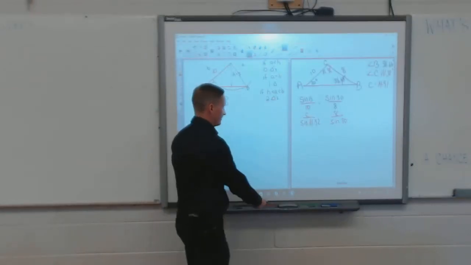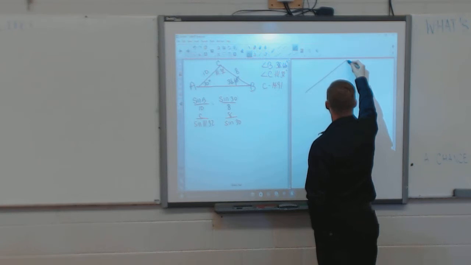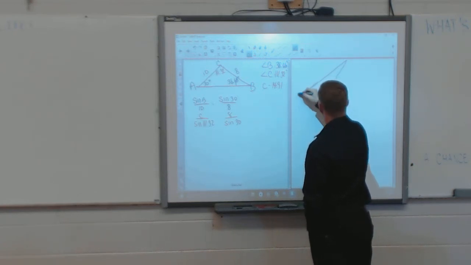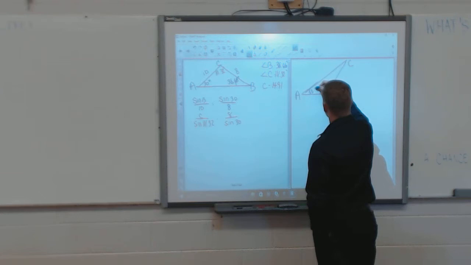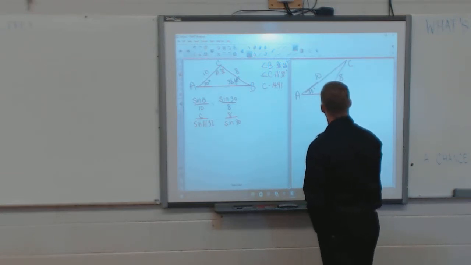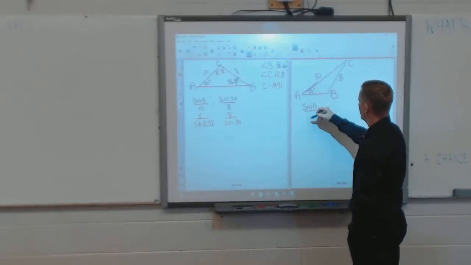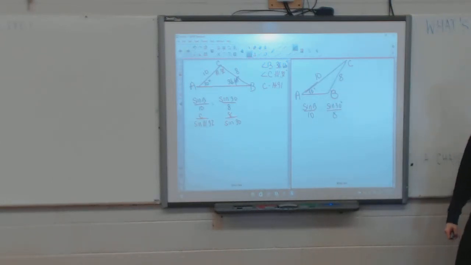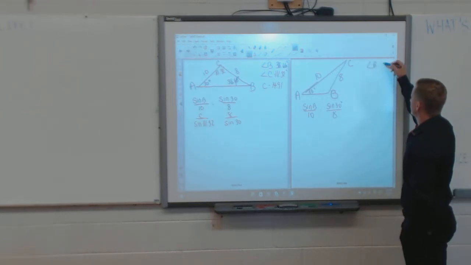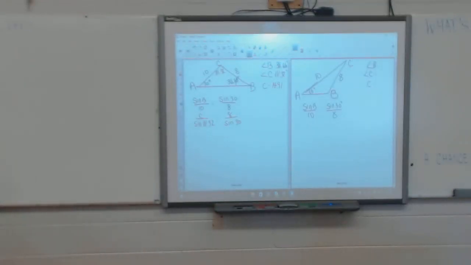Okay? So now I'm going to do the second triangle. So the second triangle looks like this. All right, calculate angle B. Sine B over 10 is equal to sine 30 over 8, right? Okay, what do I get for angle B?